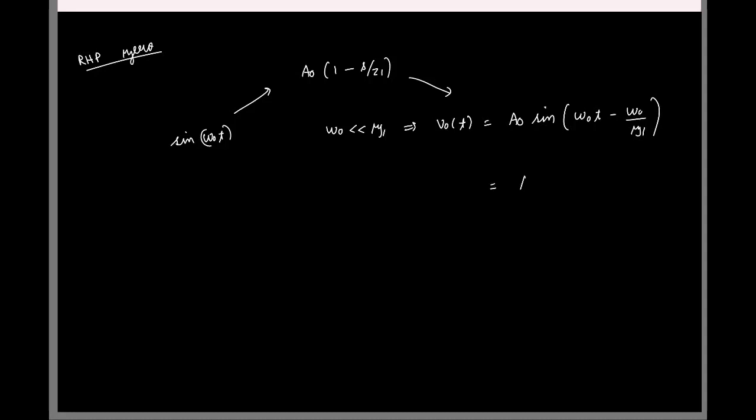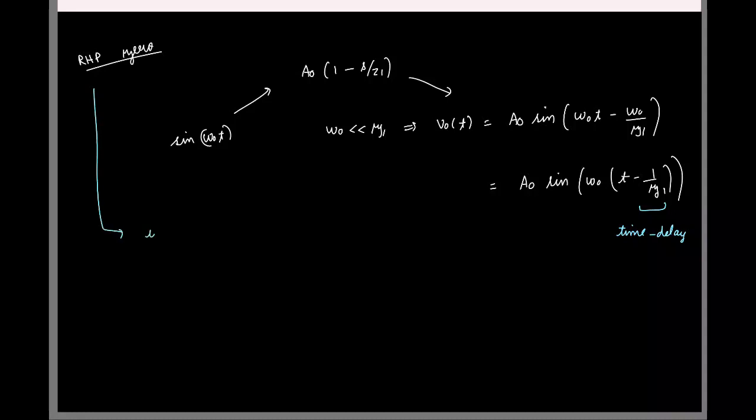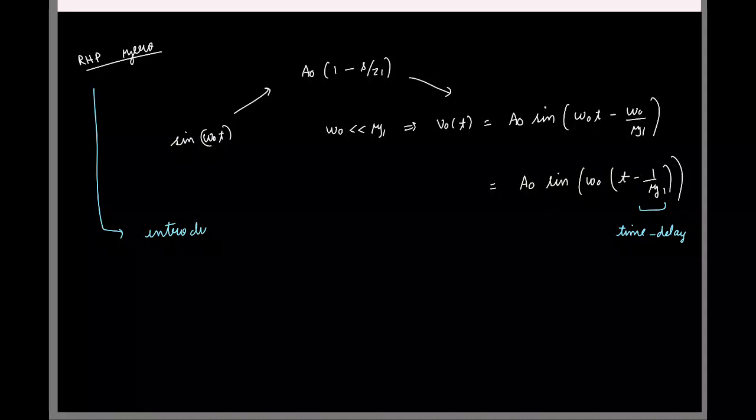Same thing. So here you see that if I take omega naught out, it's actually introducing a time delay or advance. This is again a time delay. Okay. So an RHP zero is equally notorious like an LHP pole and introduces time delay. So not just LHP poles, even if you have RHP zeros, the closed loop system can become unstable.